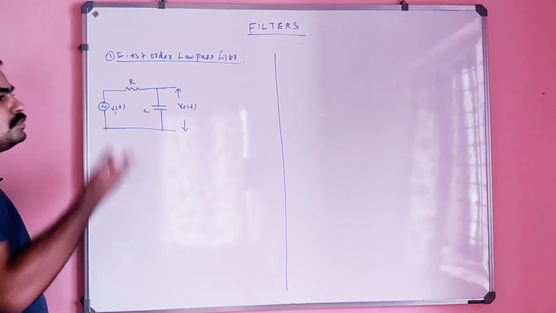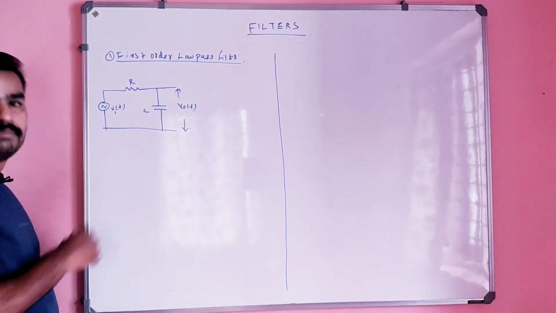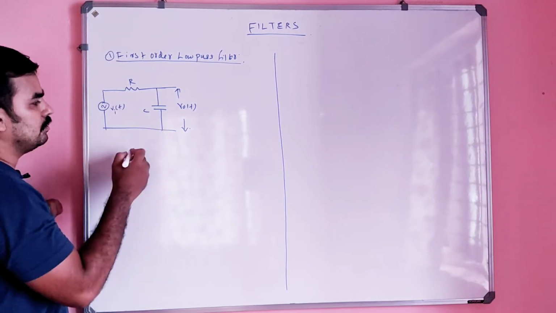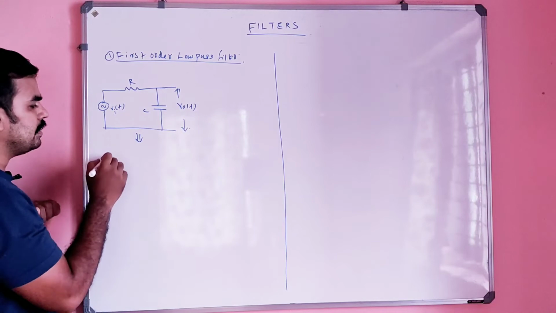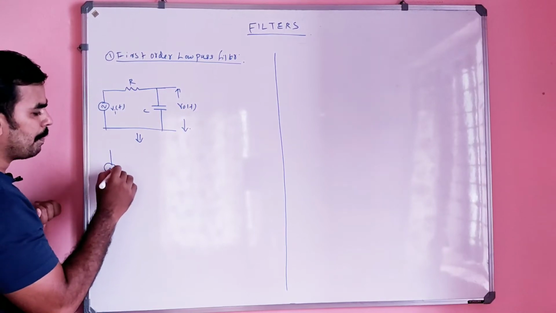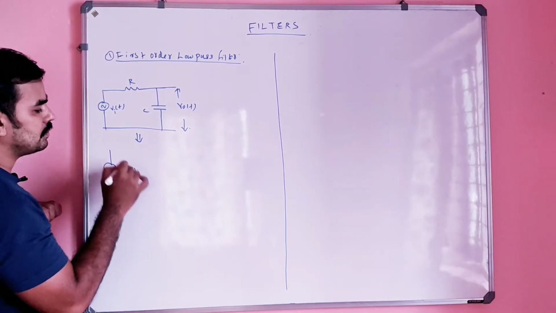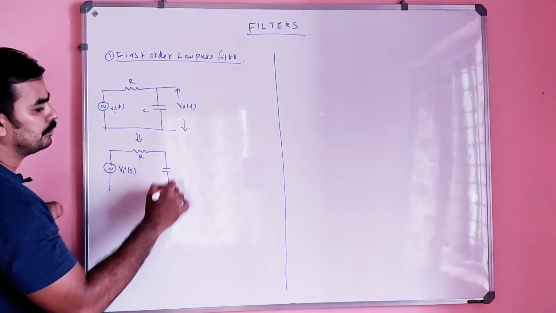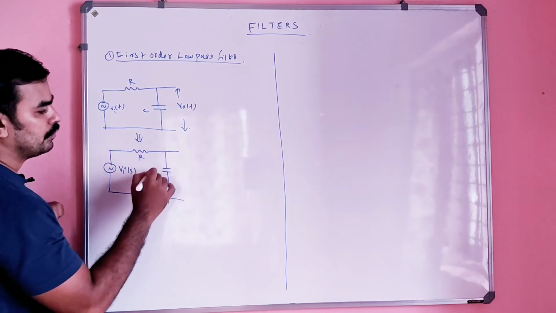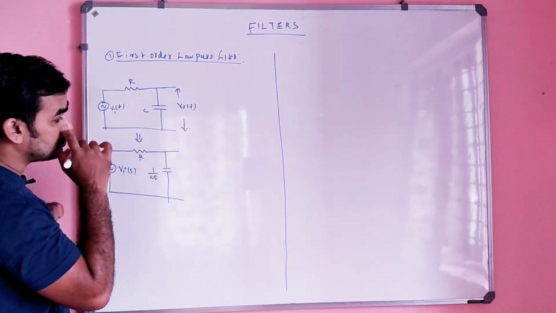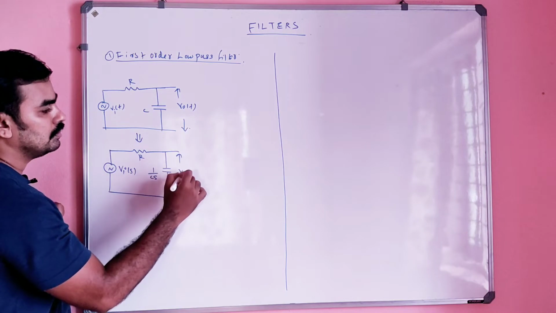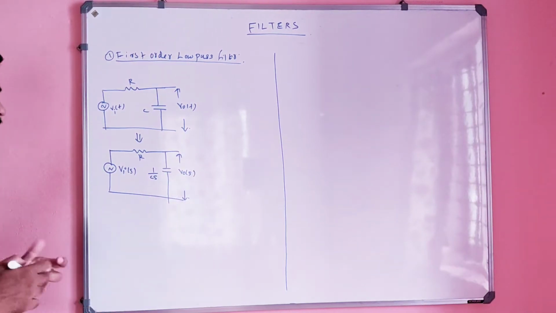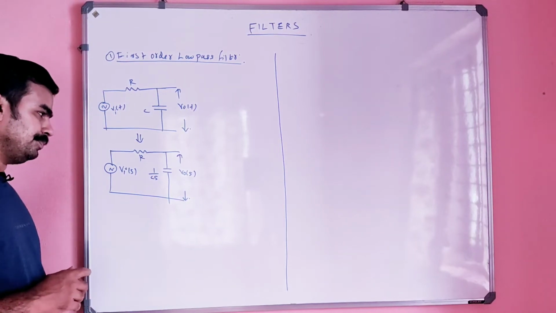So what will be the Laplace equivalent of this circuit diagram? It is Vi of S, this is R, 1 by CS, right? 1 by CS, and this is nothing but V0 of S, right? I want to ask you a certain question.